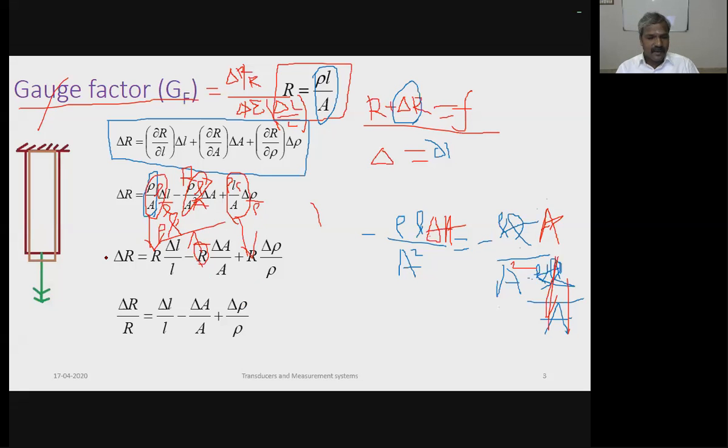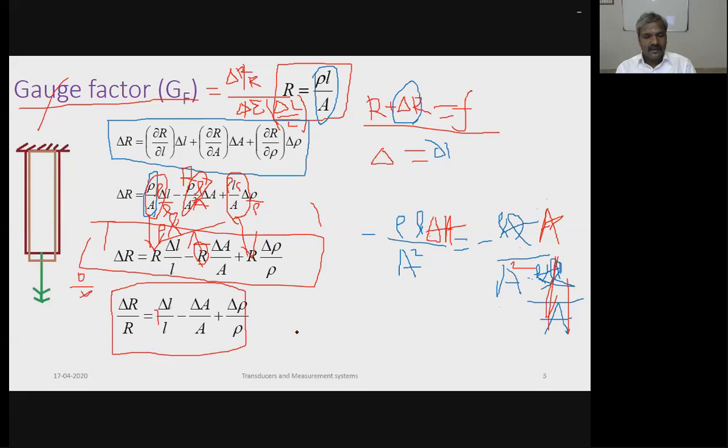So this is a simple manipulation. Okay, first we follow the limiting value expression, then simply differentiate this with respect to one parameter, keeping the other parameters constant, and we reach this expression. Now we divide the entire relation by R. So del R by R, then this becomes R by R is 1, del L by L minus del A by A plus del rho by rho. Okay, understand or not?